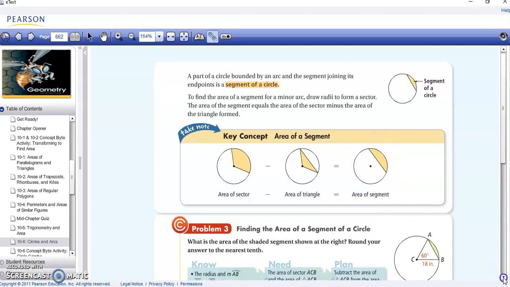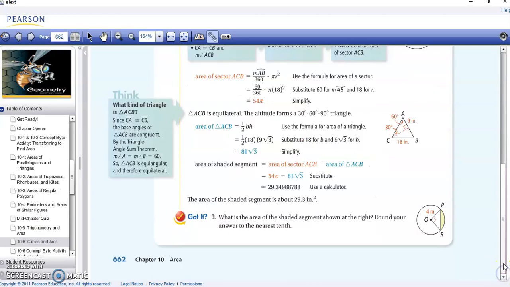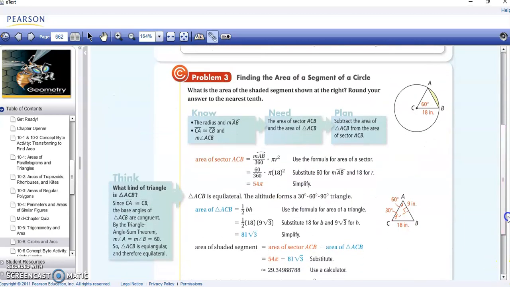Now let's see the example that is in the book to understand this part. Here we have the angle that is 60 degrees, and the radius is 18 inches, if we are looking for this segment. Remember, we have to find the area of the sector. How do we find it? We use the formula or the proportion that we have. The measure of the angle AB is 60 here, and the radius is 18. With simple substitution, we get 54 pi.